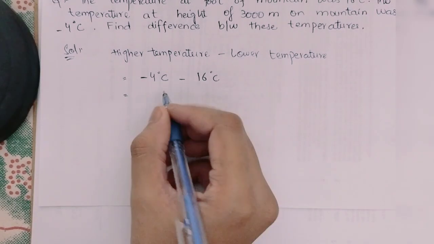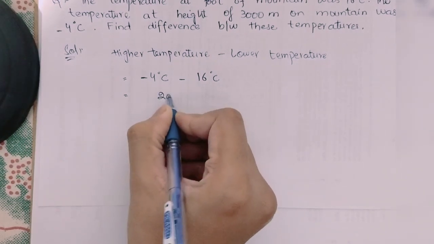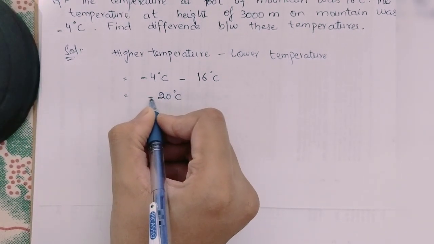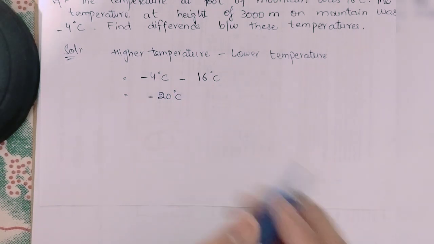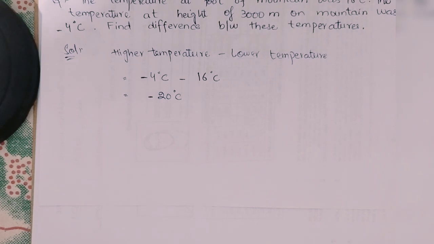So minus minus plus, and 16 plus 4 becomes 20 degrees Celsius, and for the sign, the larger value has minus, so we put minus here. So the difference between these two temperatures is minus 20 degrees Celsius, minus indicating how cold it is. The temperature is negative, so minus 20 degrees means it's 20 degrees colder. Minus 4 degrees is basically 20 degrees colder than 16 degrees.